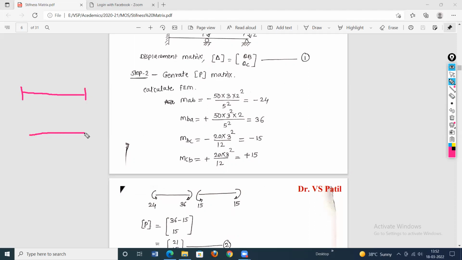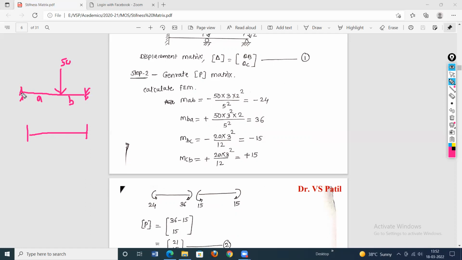So the given structure is a two span continuous beam, therefore there are two spans. The first span is subjected to a point load of 50 kilonewton. So this is a case of a fixed beam subjected to point load. This distance is a, and this distance is b. Here this is 3 meter, and this is 2 meter, and the load is 50 kilonewton.